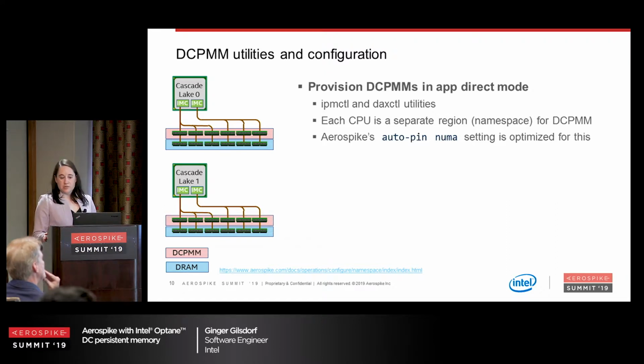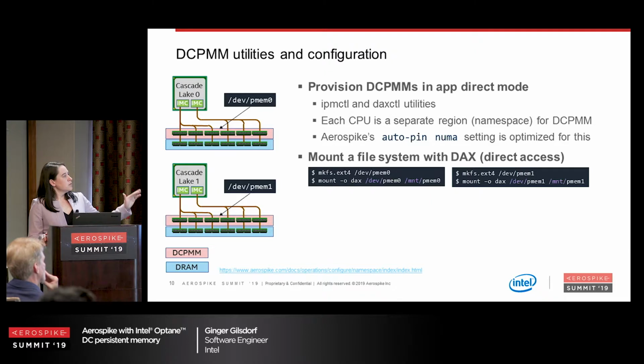Aerospike luckily has this auto pin NUMA setting. If you haven't used it, you'll want to start using it with this memory. And what that does is allow you to run 2 instances of Aerospike, each one using the local CPU, local memory, local persistent memory, networking as much specificity as you can per NUMA node.